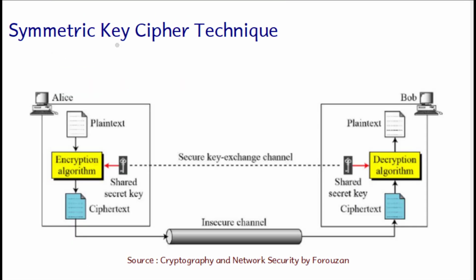Then we have the symmetric key cipher technique. This is one more way, a more generalized diagram. Here at the sending end we have Alice. She has the plain text, and she wants to send the plain text to Bob.